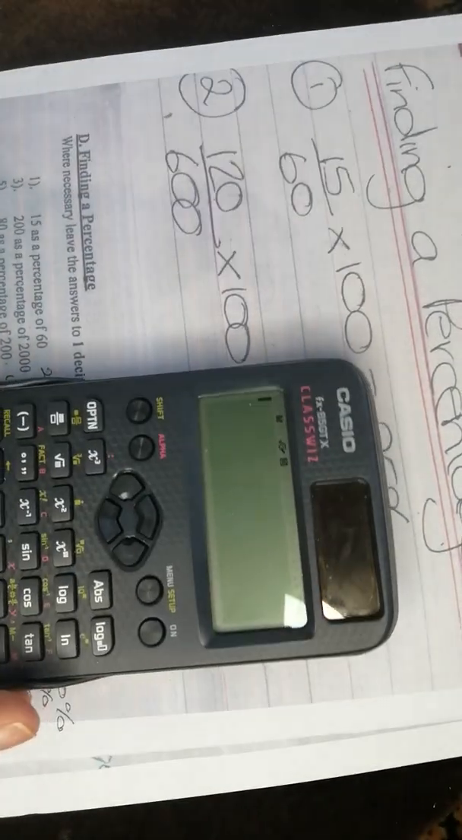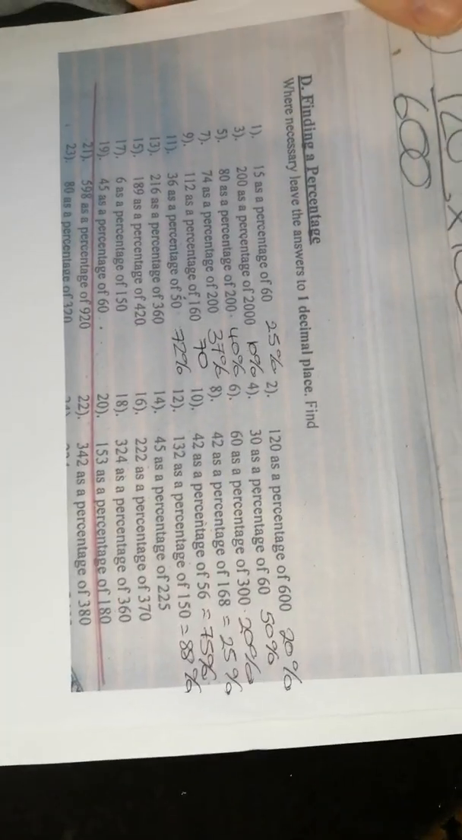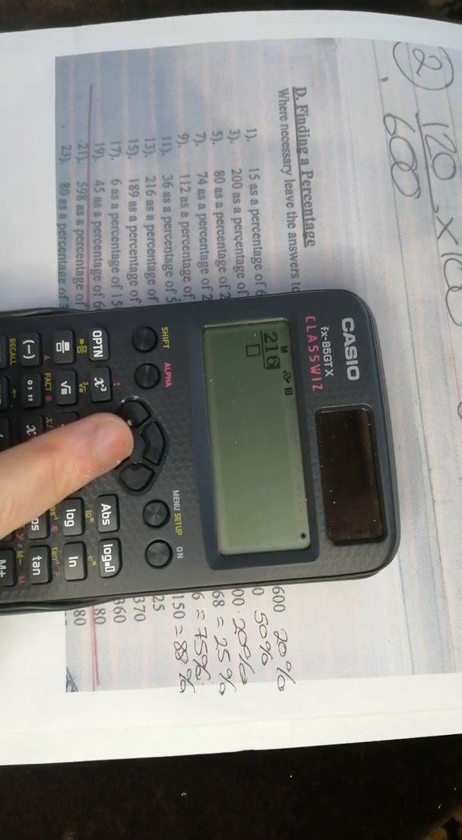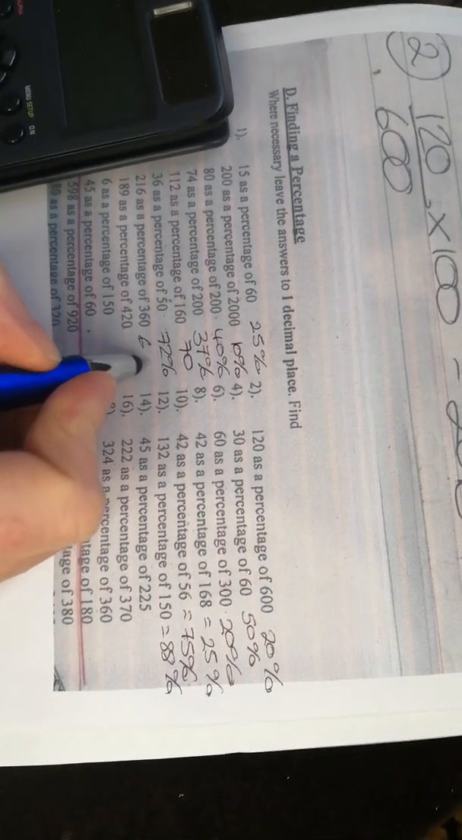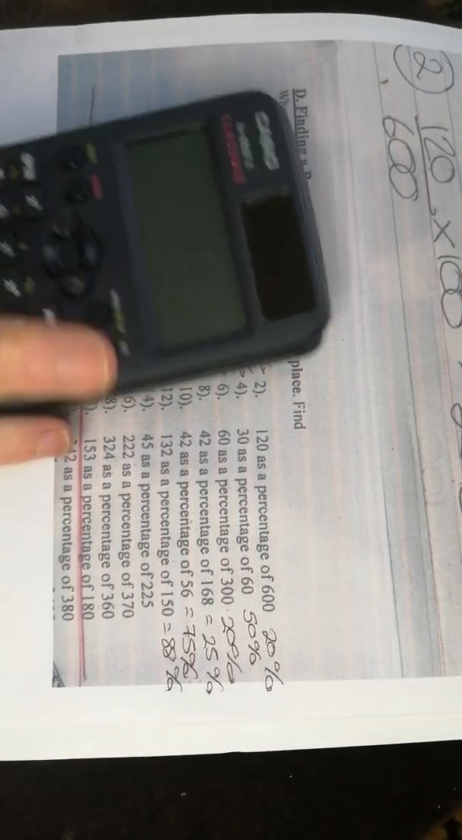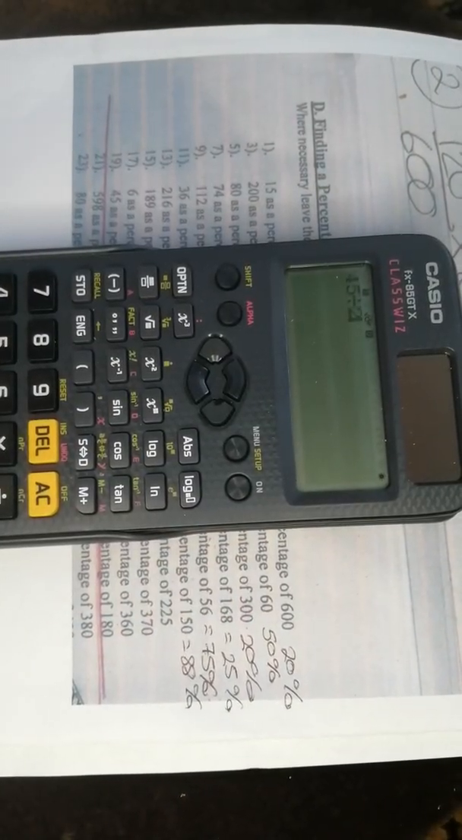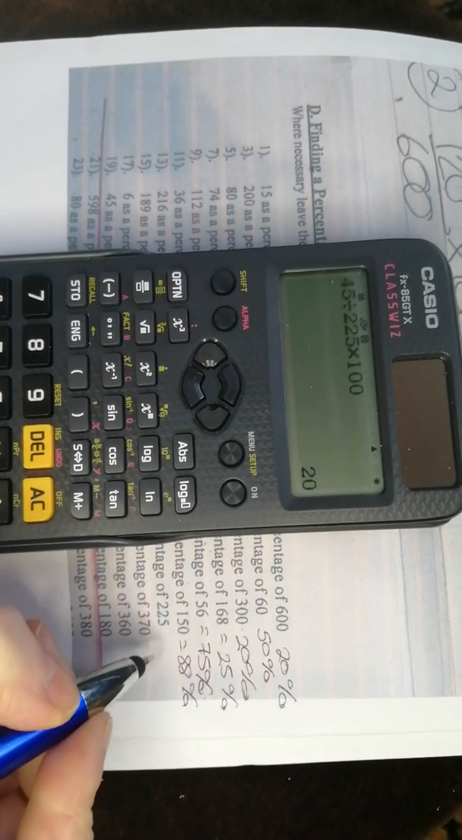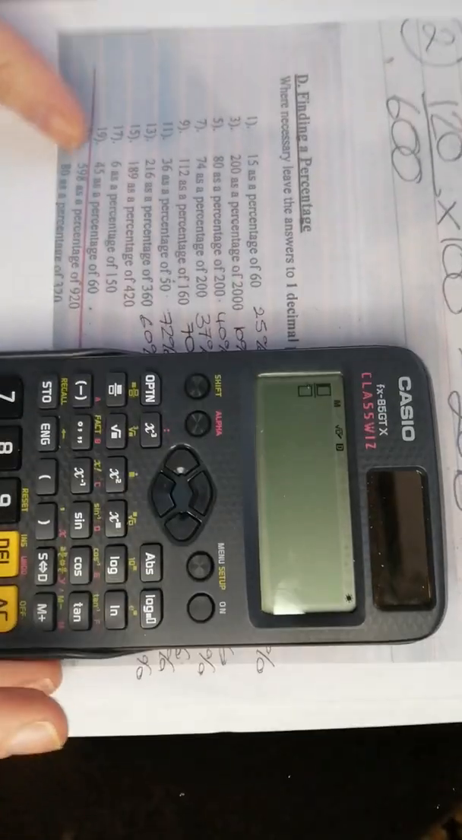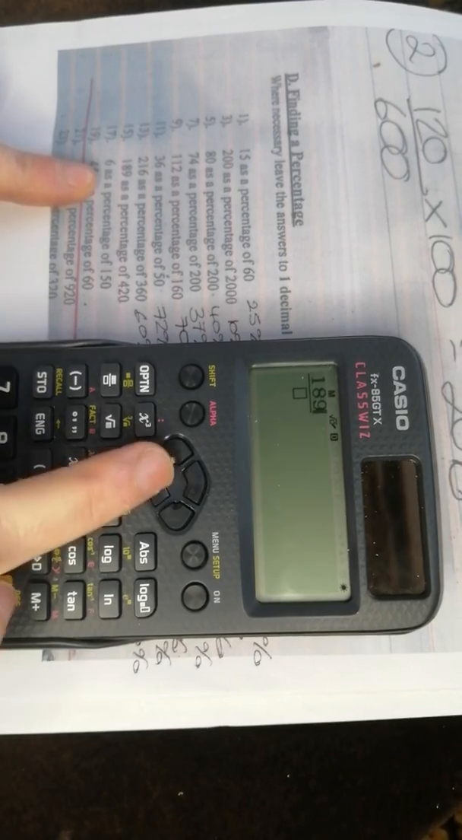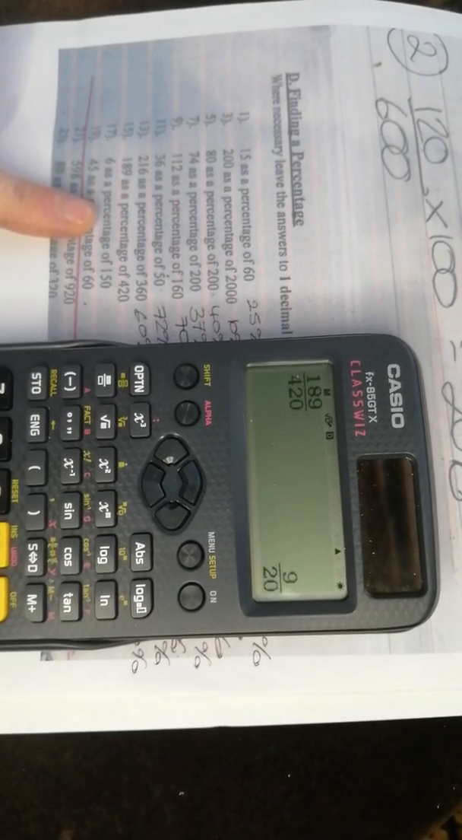Again, I don't know this one. Number 13. I didn't realise I hadn't moved down. Number 13. 216 over 360 times by 100, 60%. $45 divided by 225 times by 100, 20%. Alright, 189 over 420 times by 100, 45%.